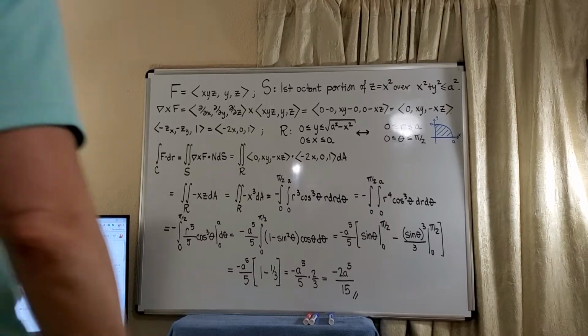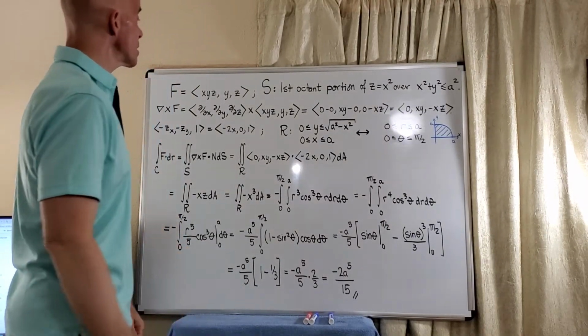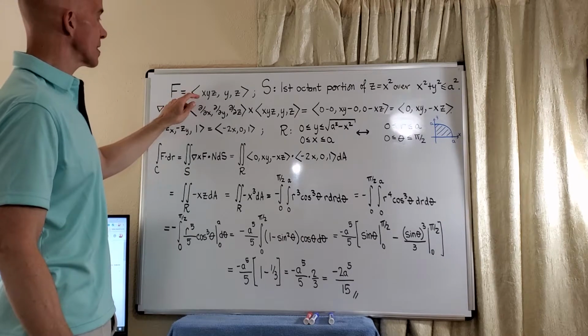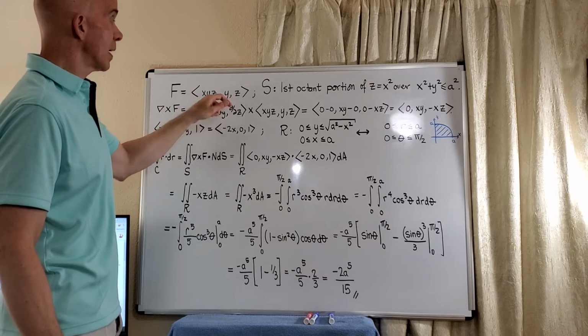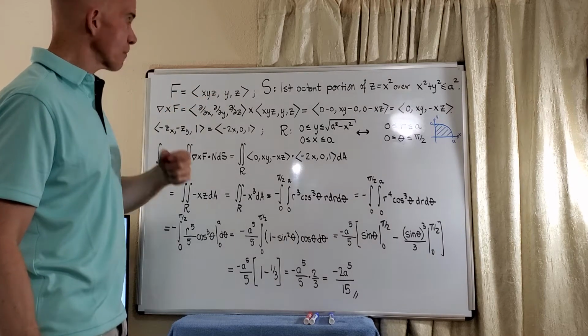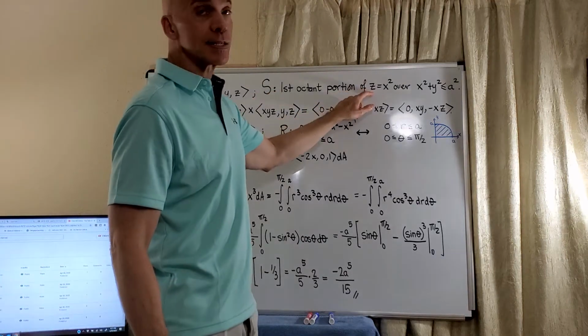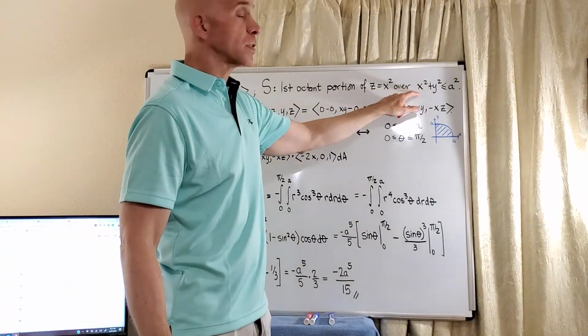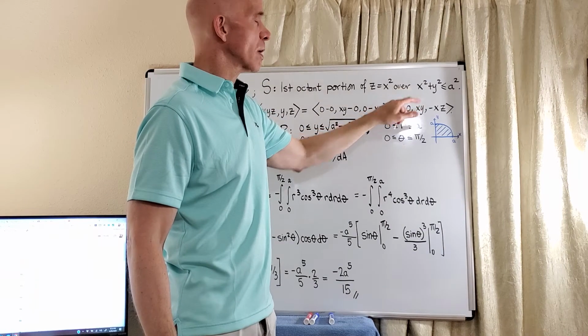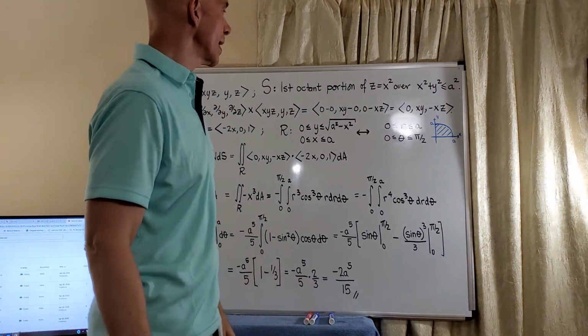Let's look at an application of Stokes' theorem. In this particular problem, the vector field is xyz, comma y, comma z, and the surface in this case is the first octant portion of the cylinder z equals x squared over the circular disk x squared plus y squared less than or equal to a squared.